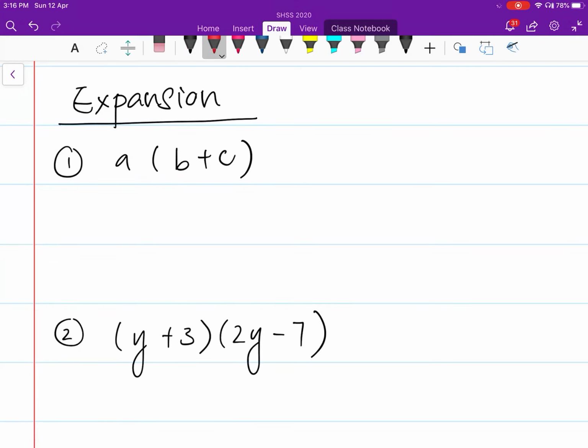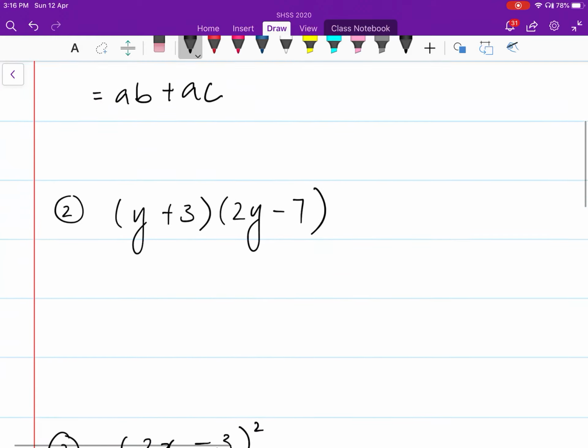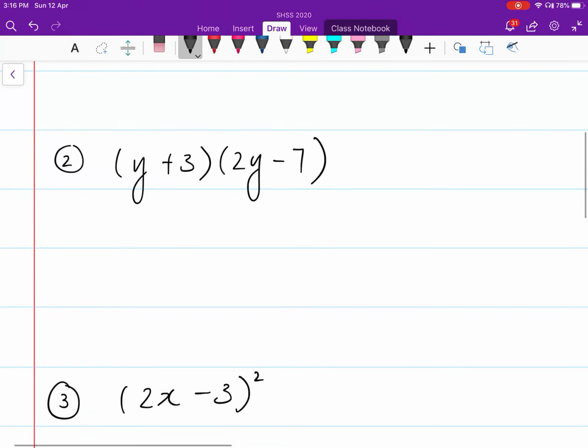This type of expansion only requires us to multiply the number into the brackets. Very simple. A times B is AB. A times positive C is positive AC. And we are done. This is the first type of expansion. The second type of expansions involve two different brackets. And from here, we can use the rainbow method to expand.